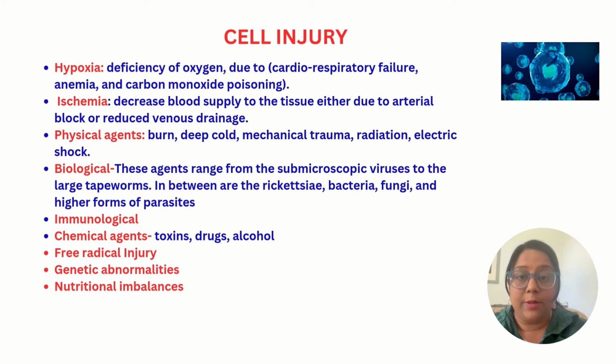Physical agents like burn, cold, mechanical trauma, radiation, electric shock, etc., can lead to cell injury. Biological agent ranges from the submicroscopic virus to the large tapeworms. In between are the rickettsia, bacteria, fungus, and other forms of parasites which can cause cell injury. Other forms of cell injury can occur due to immunological causes, chemical agents like toxin, drugs, alcohol, free radical injury, genetic abnormalities, and nutritional imbalances.